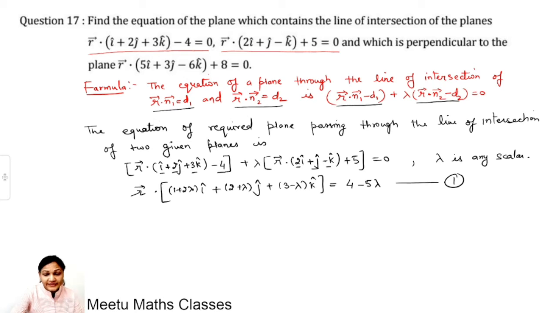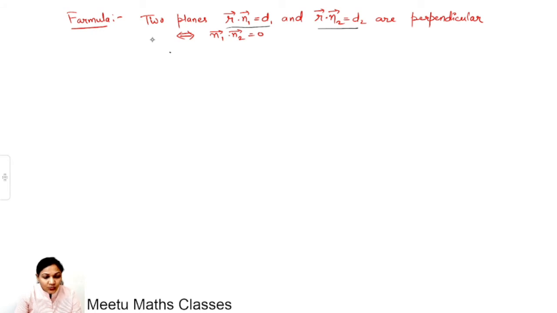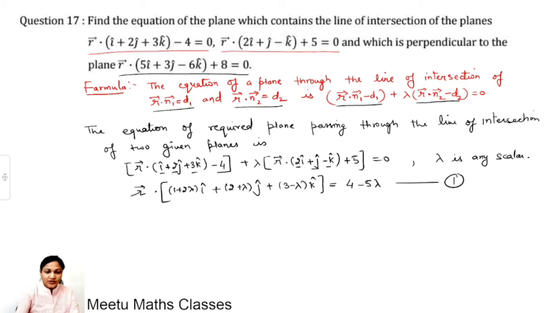Now we are given that the required plane is perpendicular to this plane. The formula for two planes to be perpendicular is that two planes r dot n1 is equal to d1 and r dot n2 is equal to d2 are perpendicular if and only if the dot product of their normal vectors is equal to 0. Now according to the question, your plane 1 is perpendicular to this plane. So first of all, write down this.